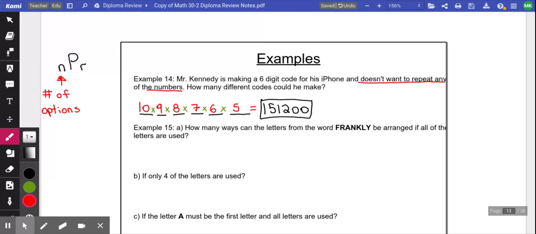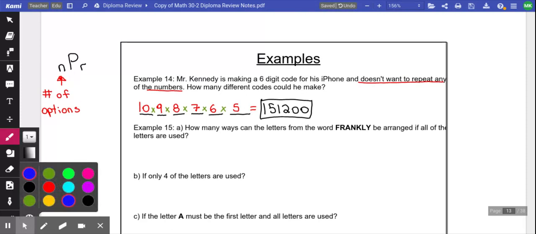So N is the number of options, and R is the number you pick.